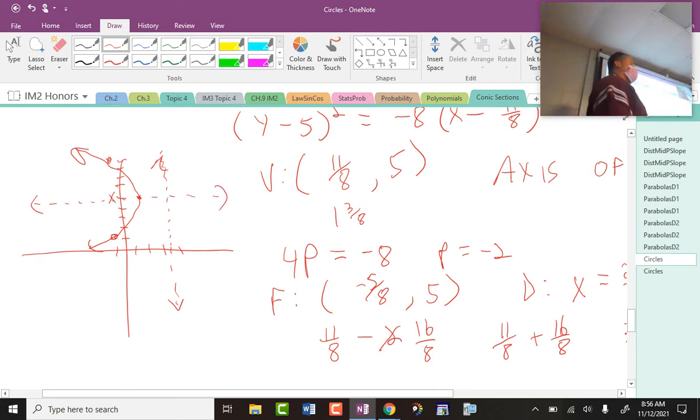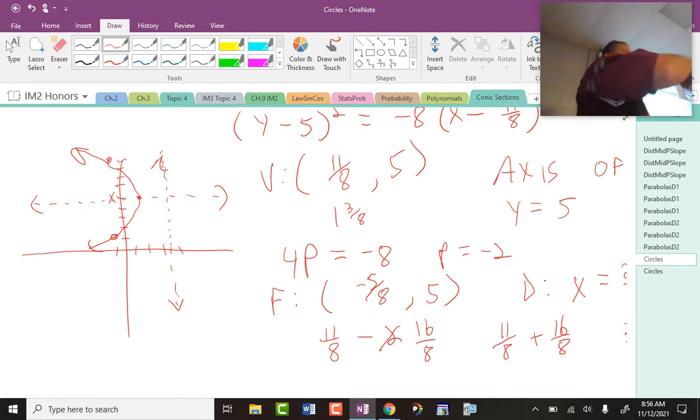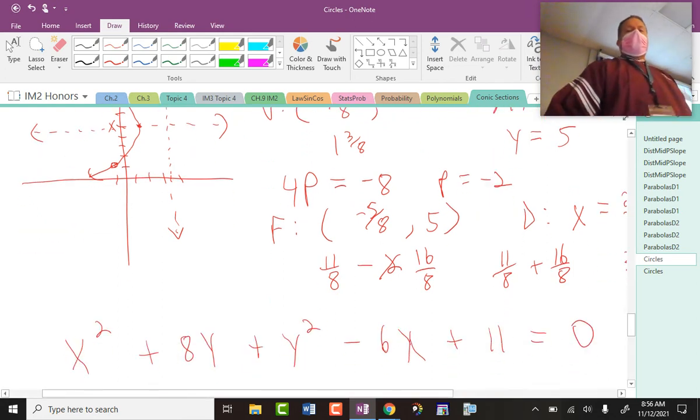By the way, what is that? x equals or y equals? 3, 2, 1, go. y equals. There you are. Good. And it's y equals the y coordinate, 5. Not a big deal. Yes, the axis of symmetry is always perpendicular to the directrix, and that should make sense. So just adding that little component there.